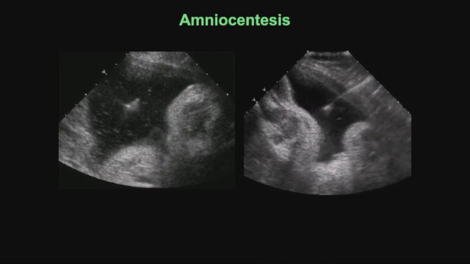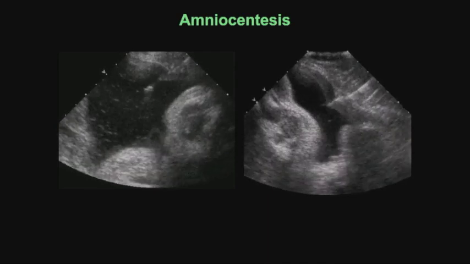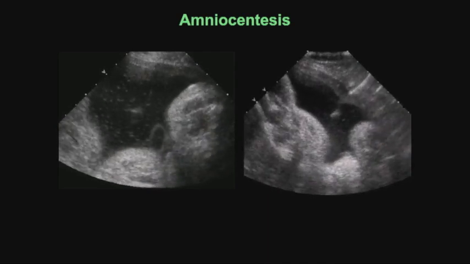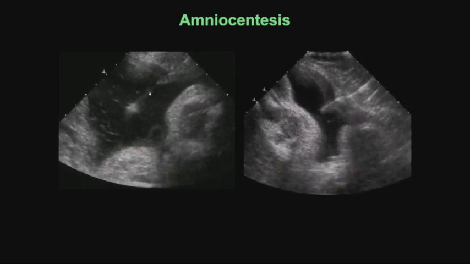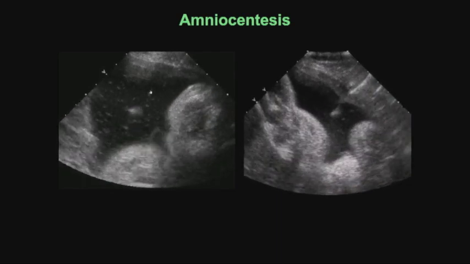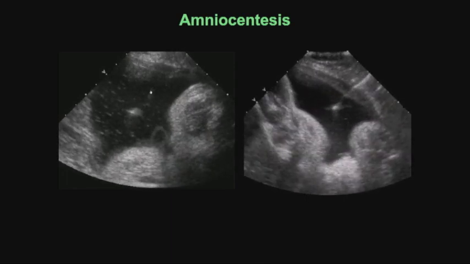These procedures are done under ultrasound guidance. Here you can see two different amniocenteses being performed where a needle is passed through the maternal abdomen, through the uterus, into the amniotic cavity so that aspiration of fluid can be performed.